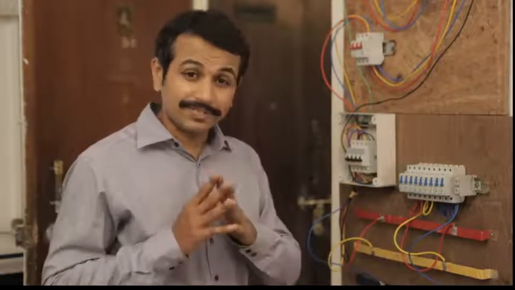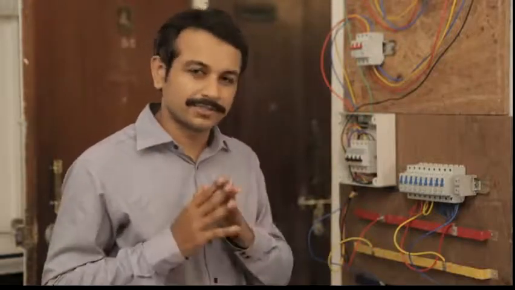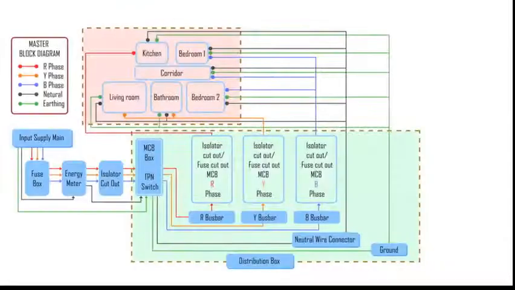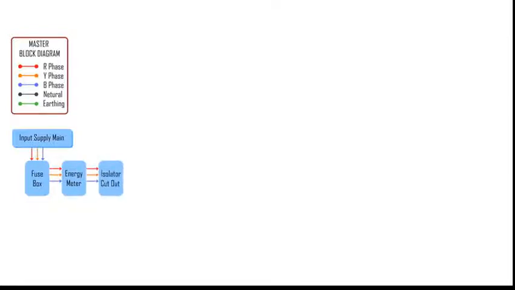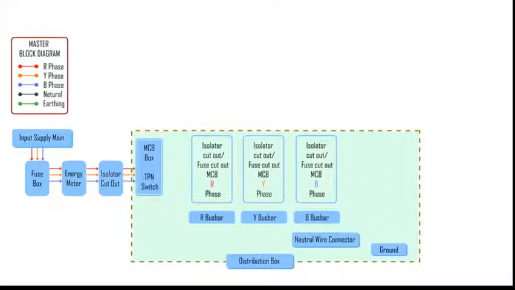Now you know the process of distribution board wiring. Let us see a block diagram and do a quick recap of the wiring from the start point. The very first step is to connect the main input supply to the fuse box. Next, the fuse box to the energy meter, which in turn is connected to the fuse cutout switch. The fuse cutout switch is then connected to the distribution box through the MCB.